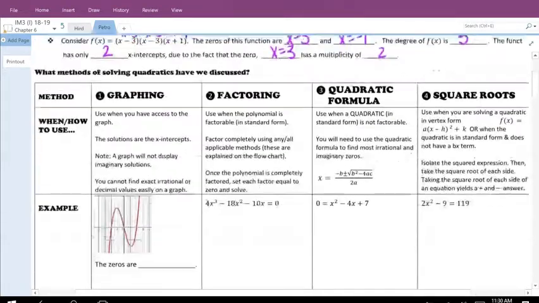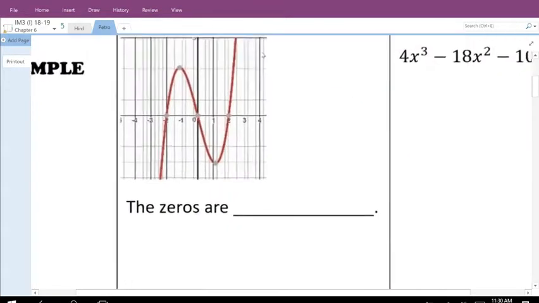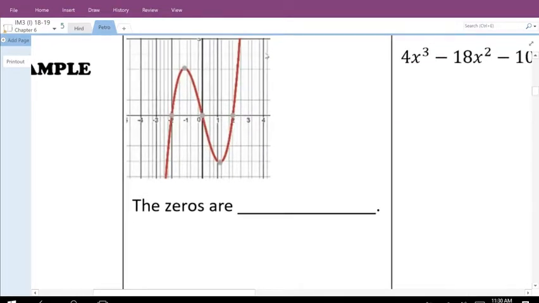There are a couple of ways to figure out your solutions. If you ever get stuck on a test, you can always go to y equals and graph it and figure out where it crosses the x-axis. You can do factoring, which we've spent so much time on. Sometimes you might have to use the quadratic formula, and sometimes you have to take the square root. There are all these options. Let's talk about the first one, graphing. This is the easiest one.